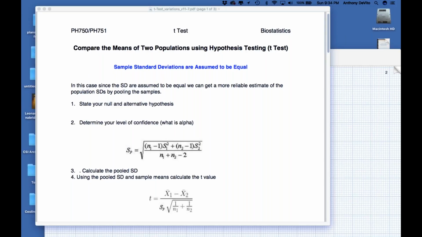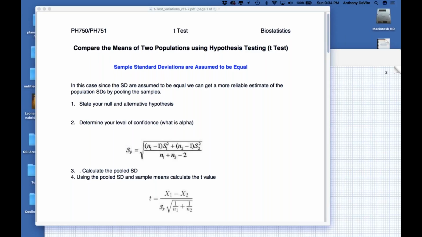The first thing that I want to review is that when we're comparing the means of two populations using hypothesis testing, we're taking a sample from each of those two groups. So when I take a sample from two groups, I wind up with two means: the X bar, the sample mean for the first group, and X bar, the sample mean for the second group. I also wind up with two standard deviations, a standard deviation for the first group and a standard deviation for the second group.